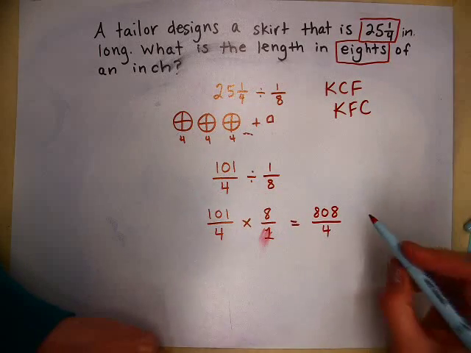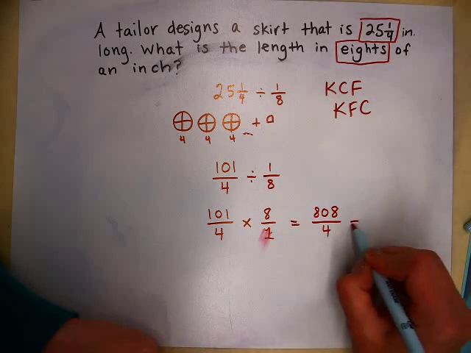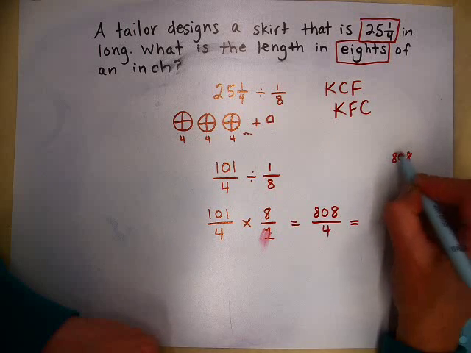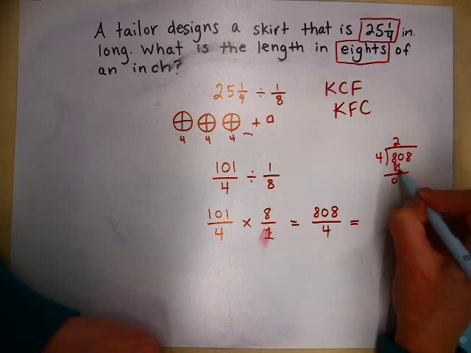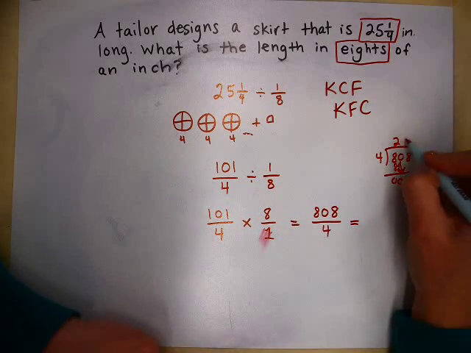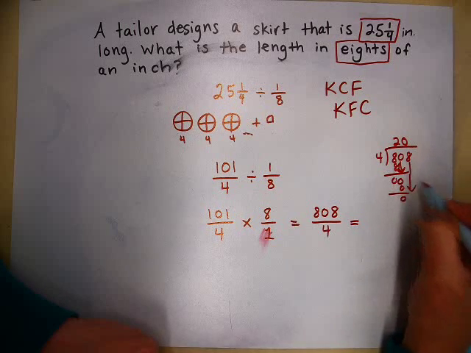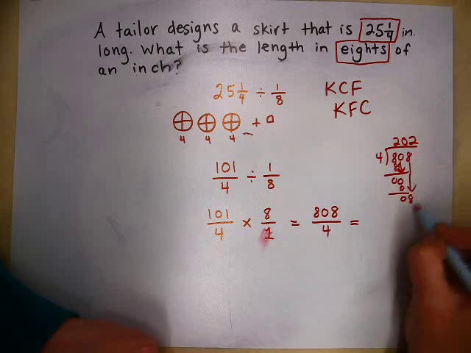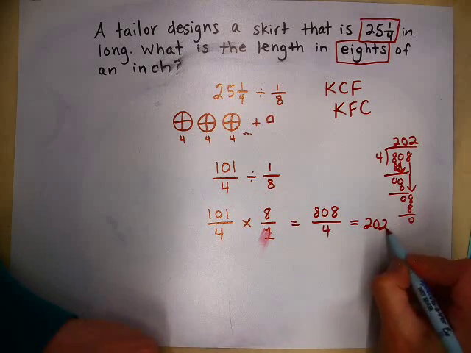If I were to turn that into a whole number, it would be 808 divided by 4. 4 goes into 8 twice. Bring down the 0. 4 goes into 0, 0 times, 0, 0. Bring down the 8. And 2. And then that's it. We're done. So that equals 202.